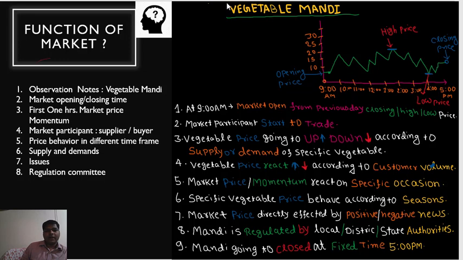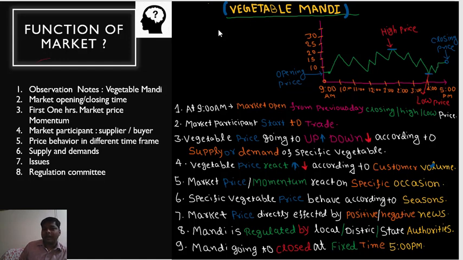So this is our vegetable mandi. What I observe here is that we note down some area in a vegetable mandi. Every market has some opening time, so here I assume the timing.